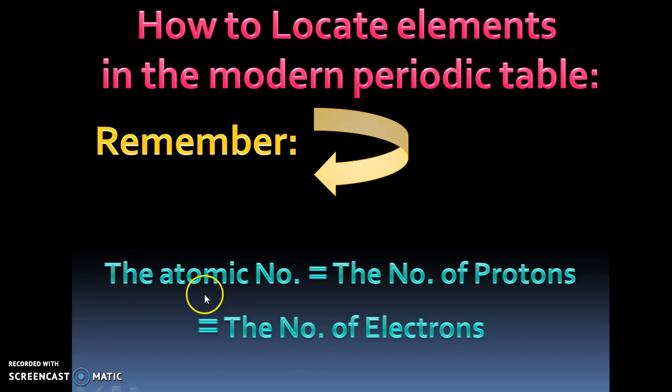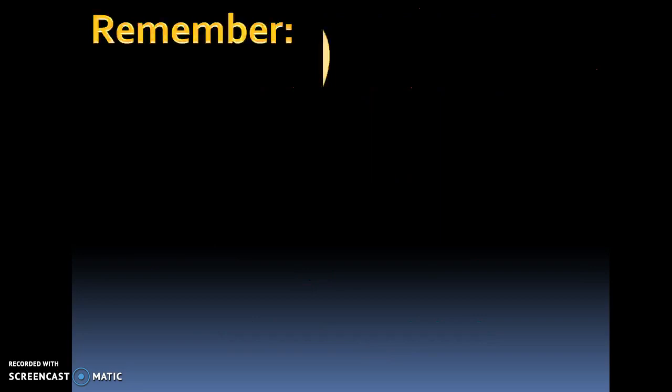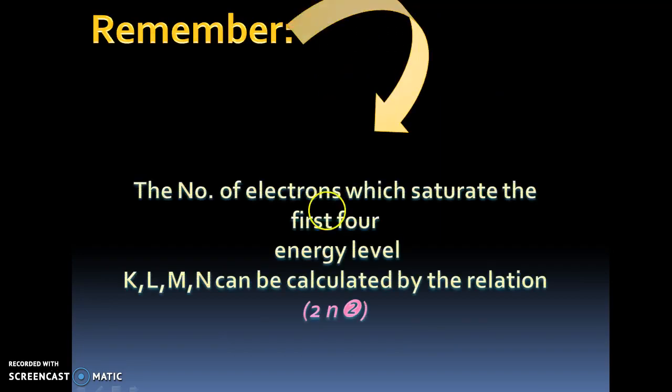The atomic number equals the number of protons, which is equal to the number of electrons. Remember that well. Okay, remember again, the number of electrons which saturate the first four energy levels, K, L, M, N, can be calculated by the relation 2N squared, where N is the number of the energy level. K equals 1, L equals 2, M equals 3, N equals 4.